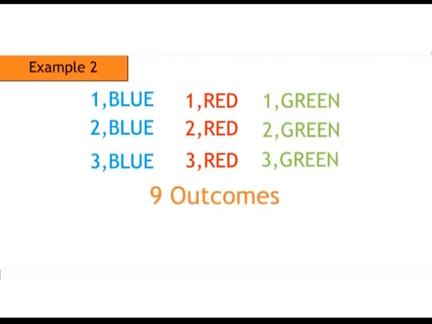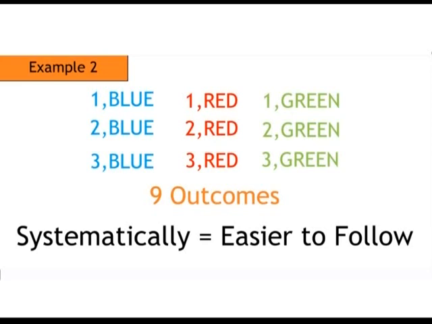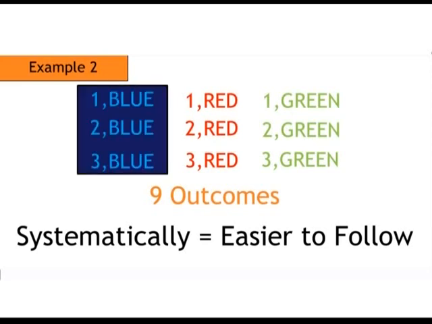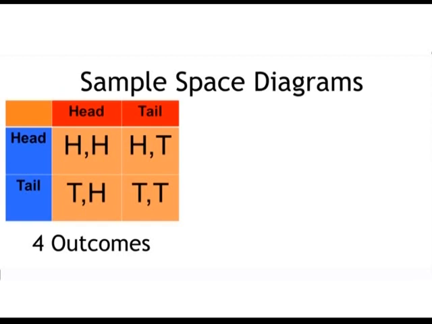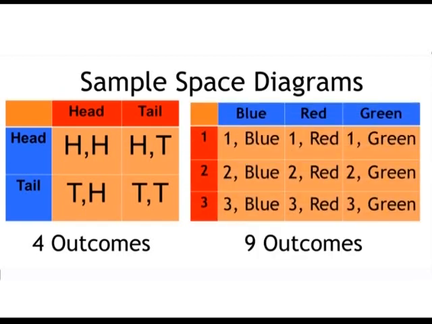When listing the outcomes, you do it systematically. Notice we first listed blue outcomes, then red outcomes, and then green outcomes. It makes it easy for you to follow what you are doing and you don't miss any possible outcome. You can also list the possible outcomes on a sample space diagram, which is simply a table. In the first example, we can have a table like this one. And also for the second example. This table uses columns for colors and rows for numbers. It doesn't matter if you use them the other way round.